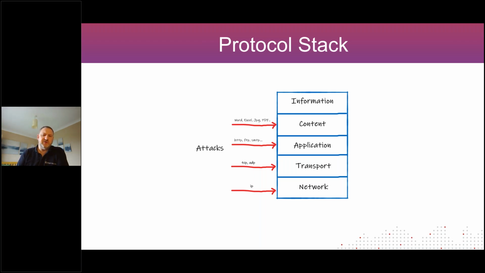But actually, if you look at that content, it also contains layers. It's made up of the information that the users need to see and the carrying data. That's the file format, things like Word or Excel, or the container format like MIME or a zip file. And those formats that carry the information are typically pretty complex as well.